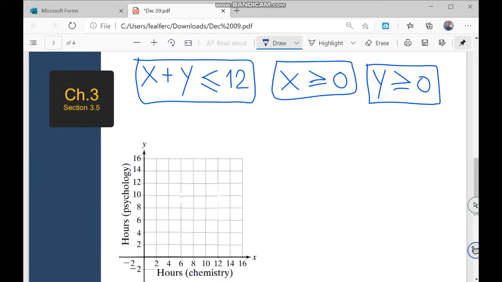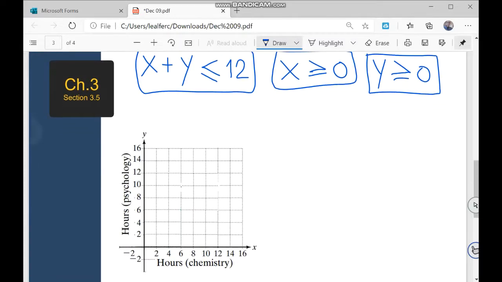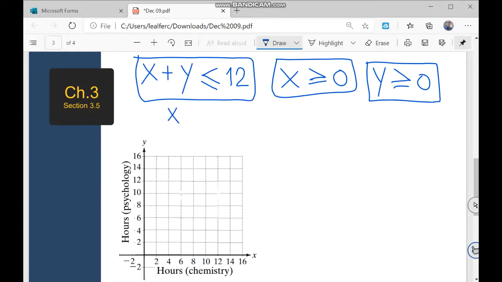The first one, to represent the constraint in the graph, we need the related equation. The related equation here is x plus y equals 12. Yeah, I wish to have a time machine as well. It would be so useful. The next related equation, x equals 0. The next related equation, y equals 0.